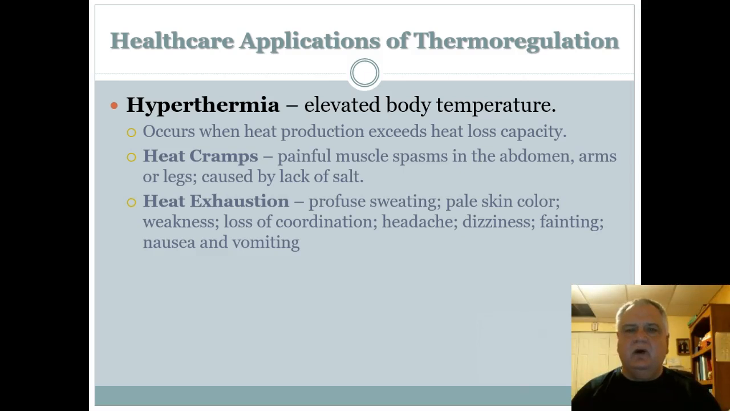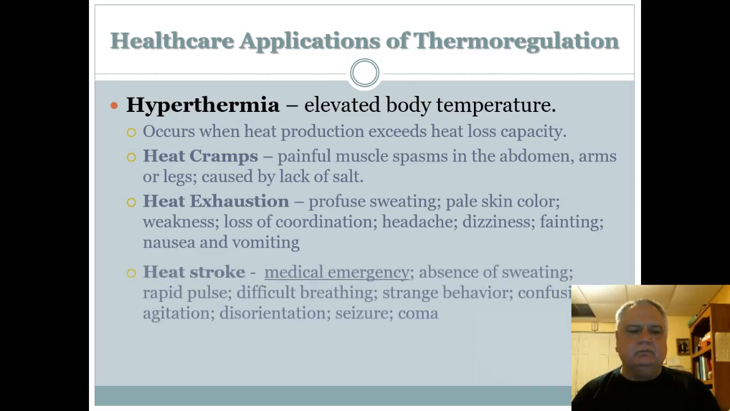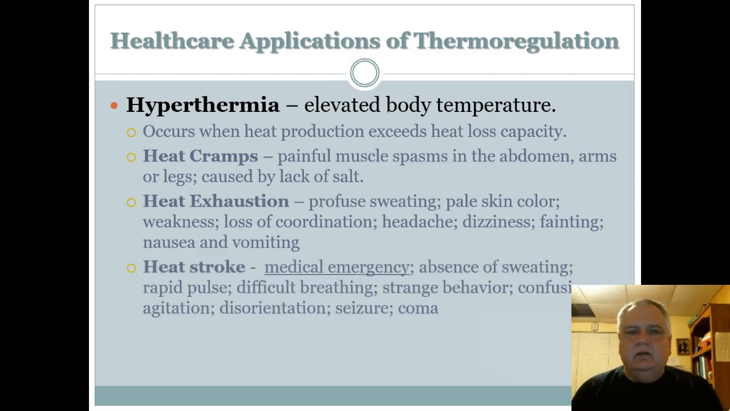Because what's going to happen is cells are going to begin to shut down. And in the digestive system, if you can't digest food, then you're going to get rid of it. You get nauseated and throw up. And then the third component that we talk about here associated with hyperthermia is heat stroke. Heat stroke is a true medical emergency. It's characterized by an absence of sweating.